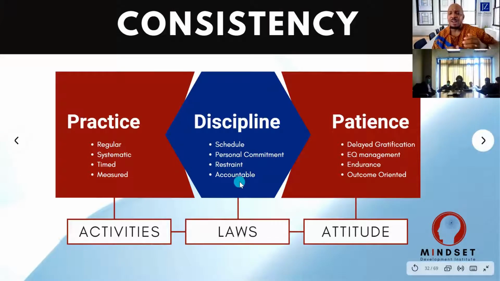But discipline is about accountability. And accountability is about subjecting yourself to those laws, scheduling according to those laws, committing according to the laws, and restraining yourself to ensure that you do what you're supposed to do. And then lastly is patience, which is about delaying gratification. In sales, because we're moving and it's fast and we want incentives, we can rush ourselves so much that we skip certain steps because we just want to get to that point of closing that sale.